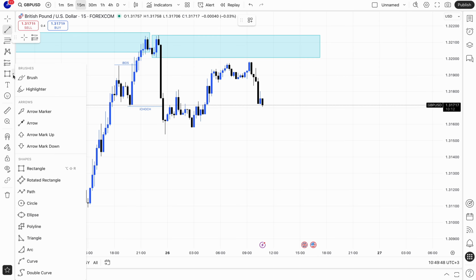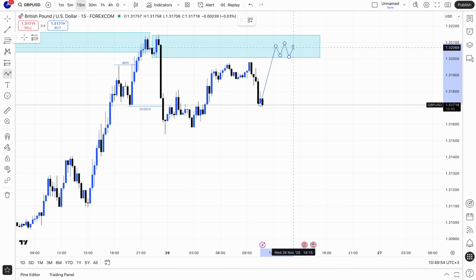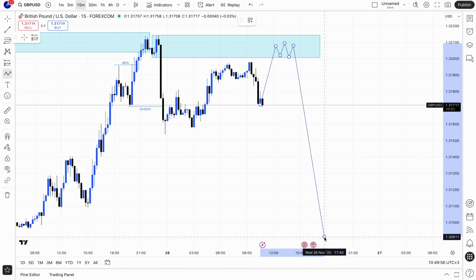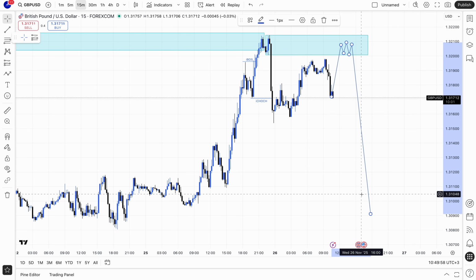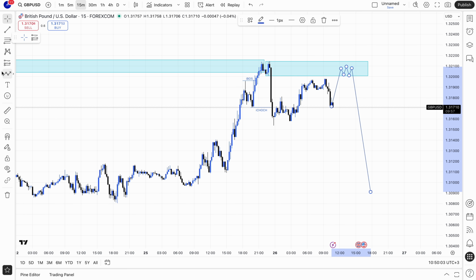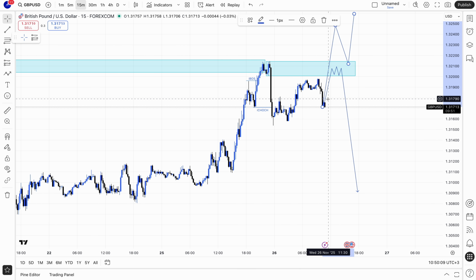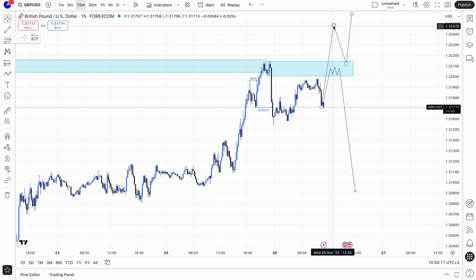So what's our plan? Our plan is very simple. We just have to be patient and wait for the price to come back here, and then wait for our confirmation. Then we continue selling this price. That's our plan, scenario number 1. And scenario number 2, if the price disrespects this zone, then you just have to wait for the break and retest, and then a continuation to the upside.